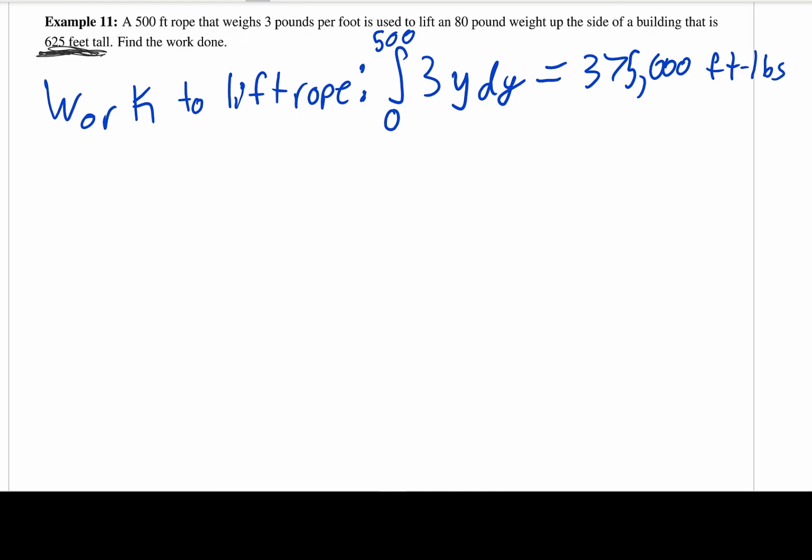Okay. Now we'll look at, continuing with the Florida Gator colors, the work to lift the weight.